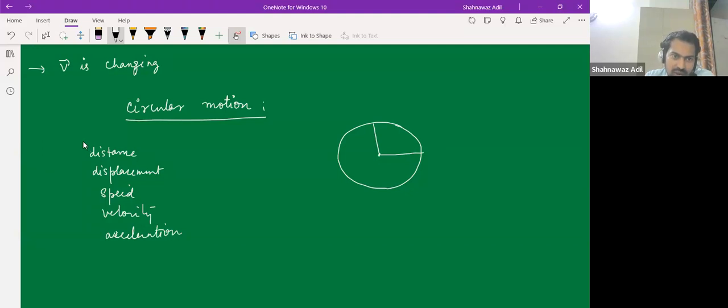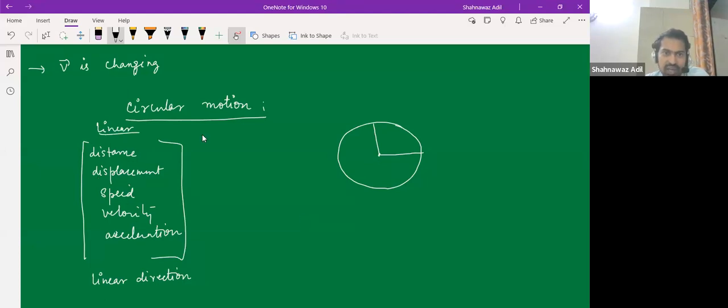Okay, but all these were when we were moving in a linear direction. So all these were linear displacement, linear speed, linear velocity, and linear acceleration. But the body is moving in a circular direction, so there would be a rotational analog of that, right? So this is a rotational motion.